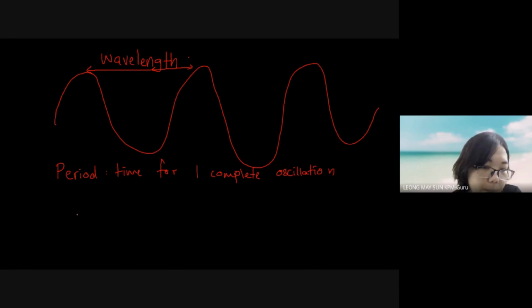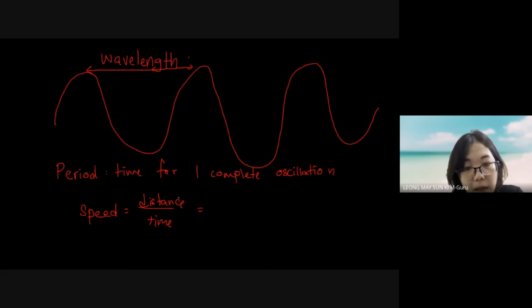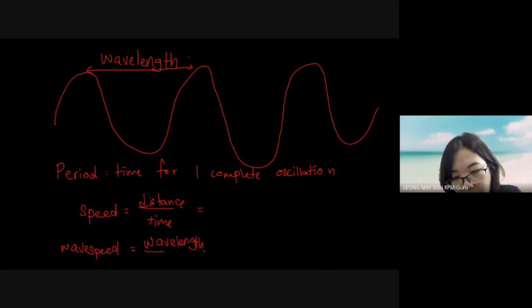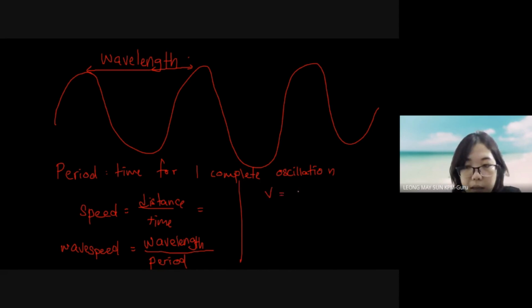In Form 4, Chapter 2, speed's definition is distance over time. When we talk about a wave, the distance is the distance to complete one oscillation, which is the wavelength. To get wave speed, meaning how fast the wave is moving, the distance for one complete oscillation is a wavelength, and the time to complete one oscillation is a period. Therefore, wave speed, symbol v, is wavelength over period, which is capital T.